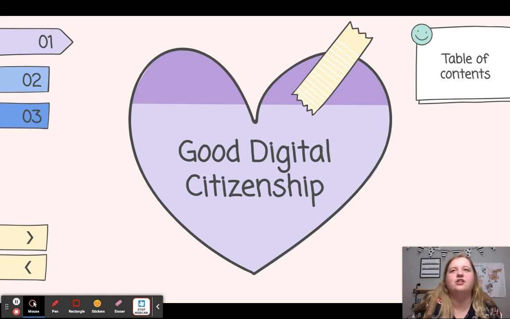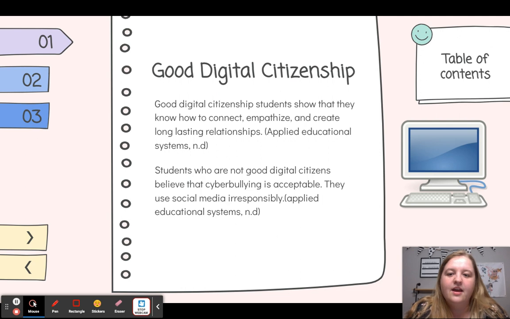Okay, so what does good digital citizenship look like? Good digital citizenship students show that they know how to connect, empathize, and create long-lasting relationships. Students who are good citizens show that they are empathetic towards others. They emphasize that they use technology for the right reasons, and they create long-lasting relationships through the internet and through educational resources. Students who are not good digital citizens believe that cyberbullying is acceptable, and they use social media irresponsibly to hurt others.